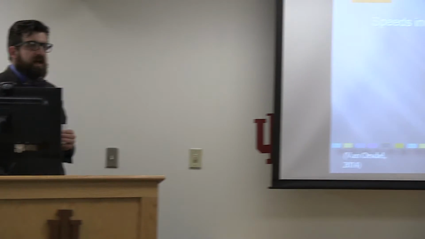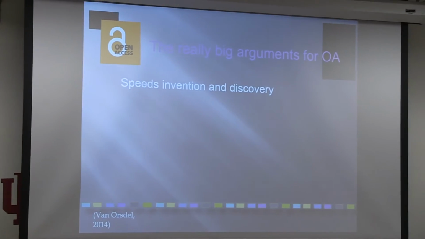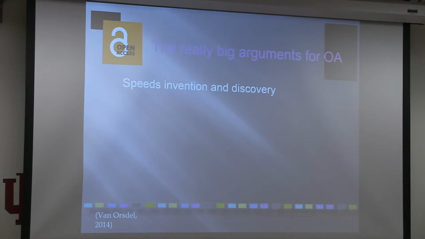The big arguments for OA. It speeds invention and discovery. If you publish your article in a subscription-based journal, well, one, access to your article is going to necessarily be limited to people who have an institutional affiliation and subscribing to it, or who want to fork over the money when they get to the article page and purchase a copy of the article.